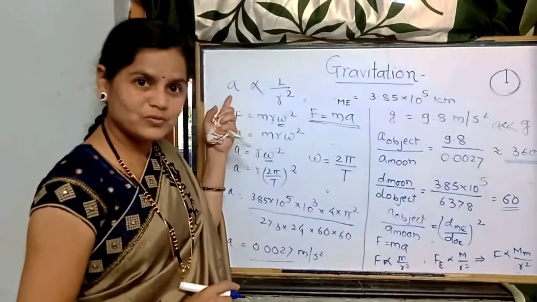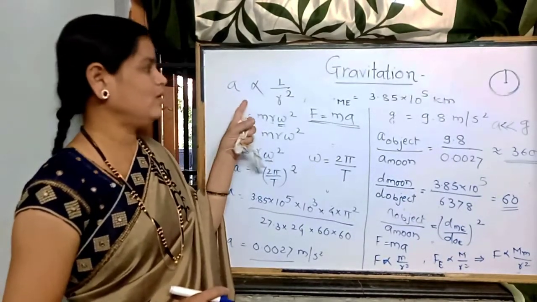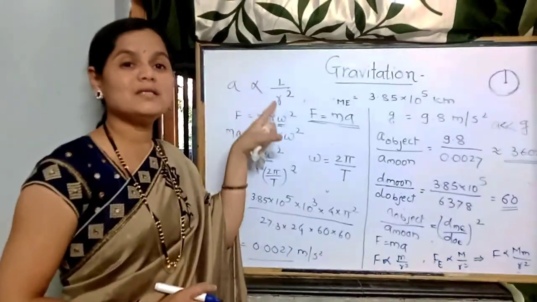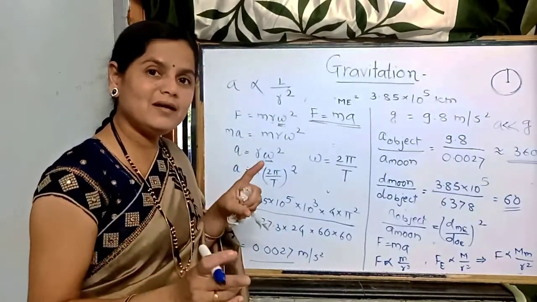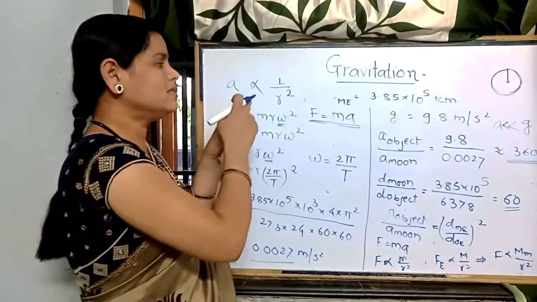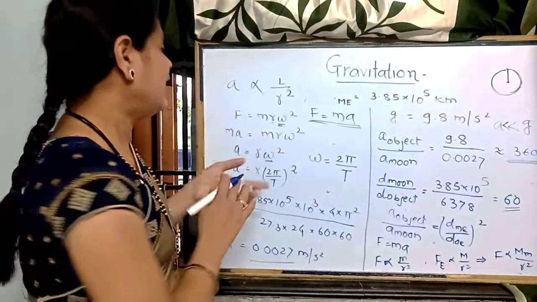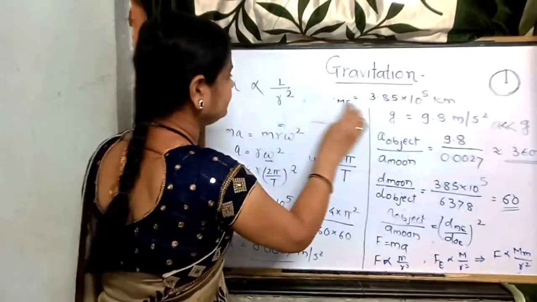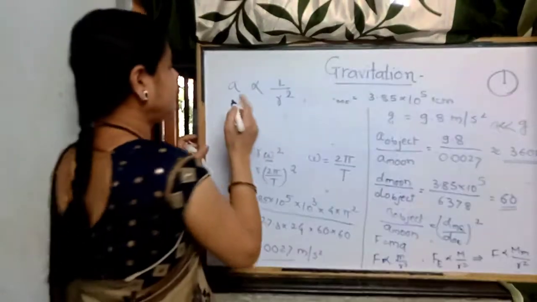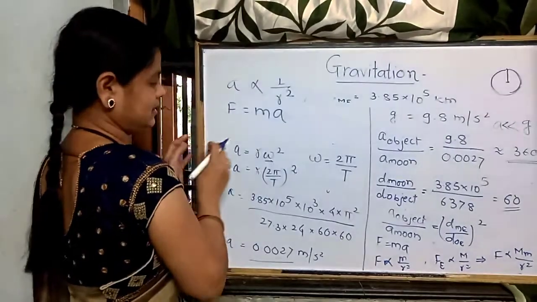Acceleration of the object with which it is attracted towards the center of earth is inversely proportional to the square of the distance between the center of the object and the center of the earth. As this distance increases, acceleration goes on decreasing. And from this, see, if this acceleration is inversely proportional, according to Newton's second law, again we can write F is equal to mass into acceleration.